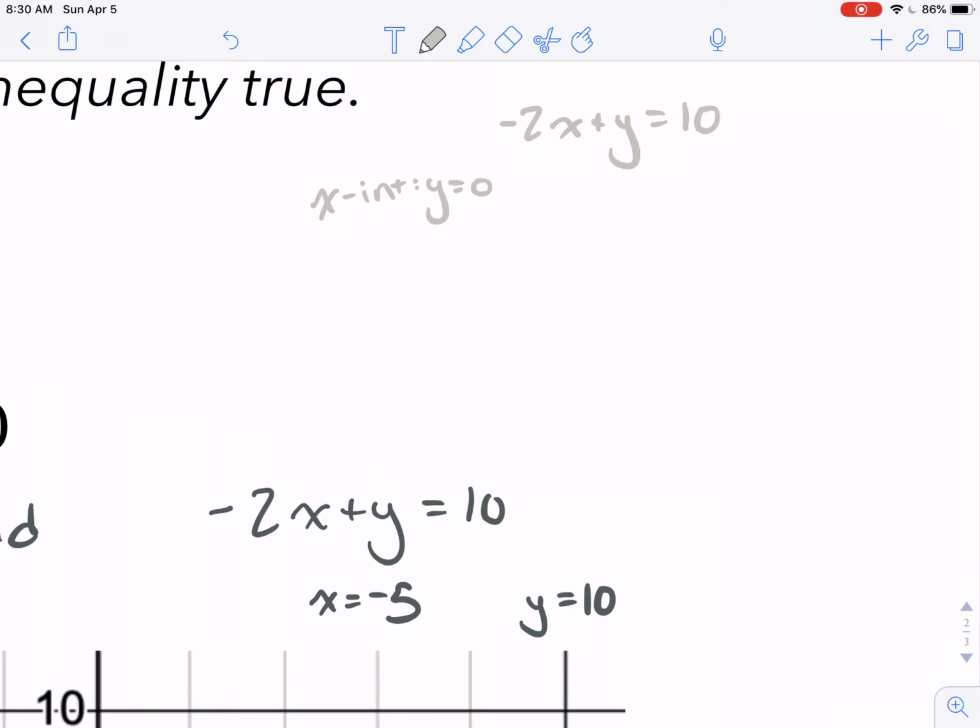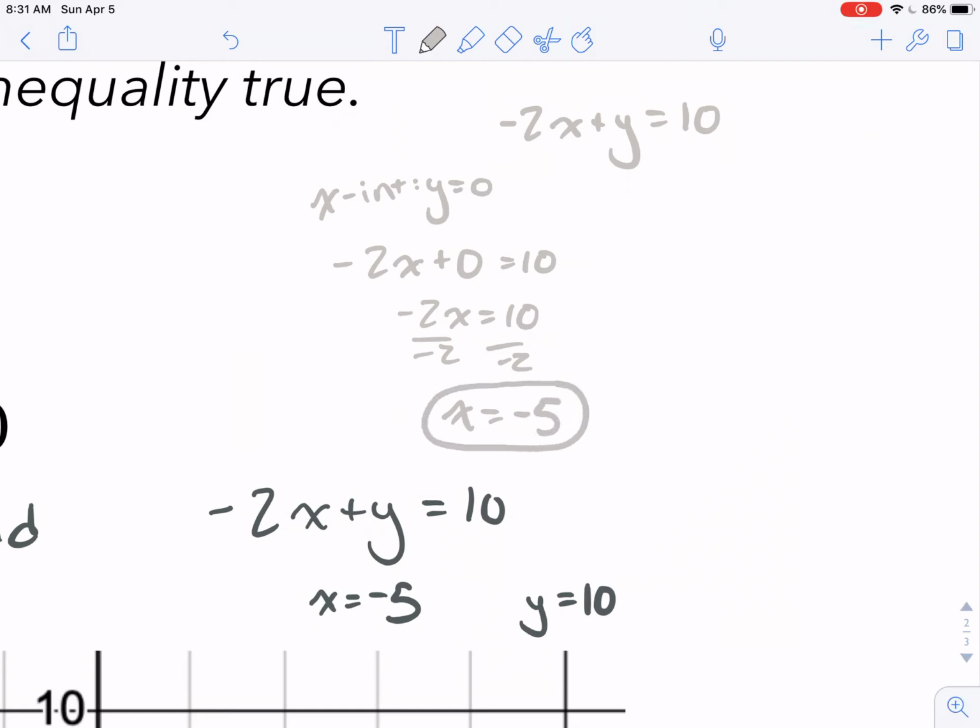So that's the same thing as saying negative 2x plus 0 equals 10. So negative 2x equals 10. We divide by negative 2, x equals negative 5. So that's our x-intercept at negative 5.